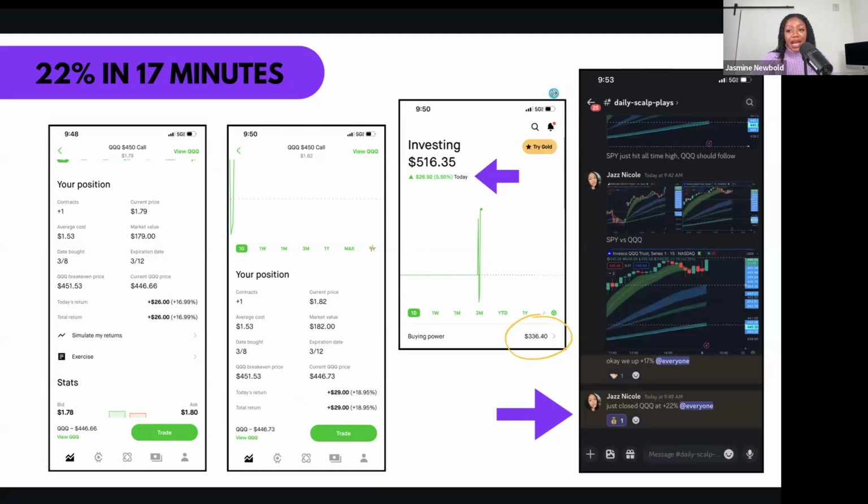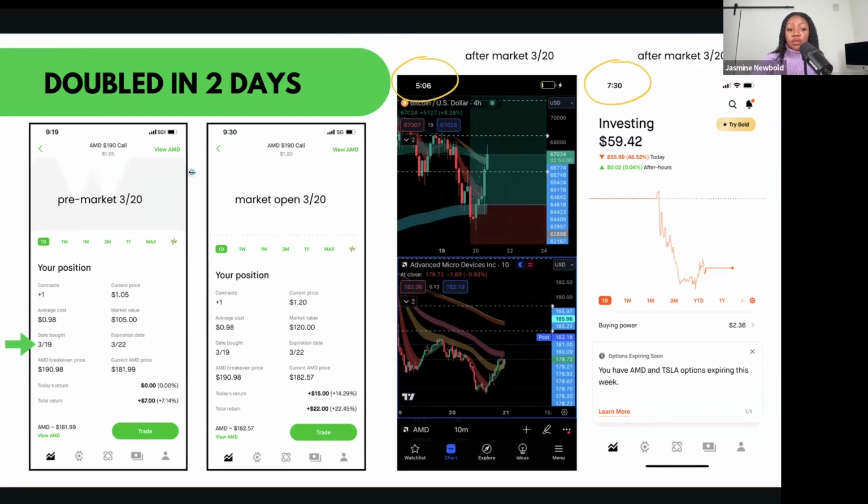The market opens at 9:30 a.m. for stock options, or the stock market in general. So you see how it can add up. This is an example of how I doubled my money in 2 days. This is an AMD call. So I need the stock to be going up in order for me to be making money on this.